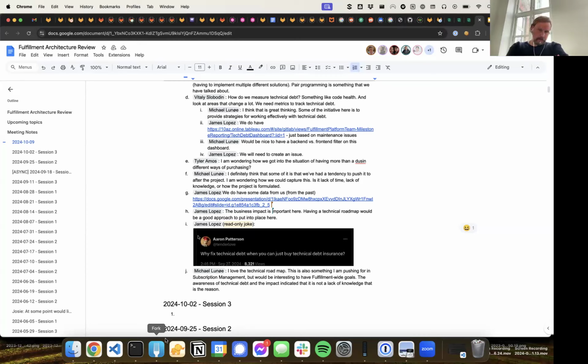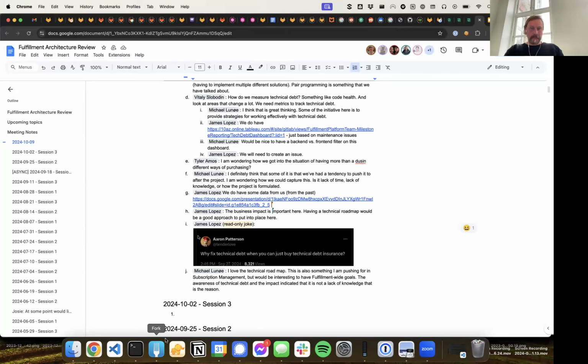I really love the technical roadmap, leaning in on that. I think that's super interesting, and this is also something I've been pushing for in subscription management. And hopefully, this has also already trickled down into separate groups in fulfillment. It would be really interesting to push it together to set fulfillment-wide goals, so we're all working towards and participating in delivering on the technical roadmap as such.